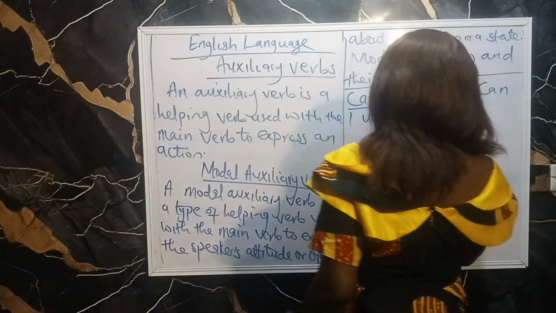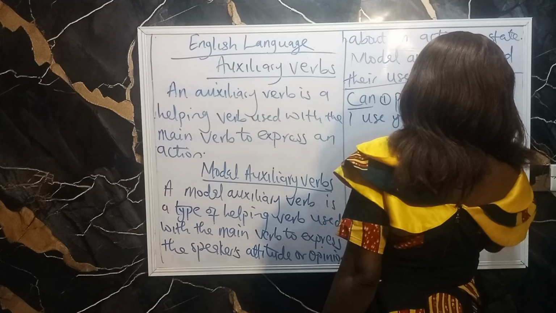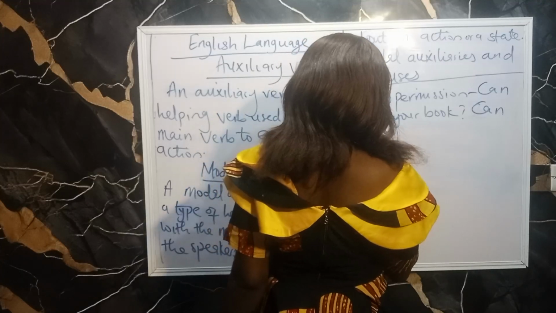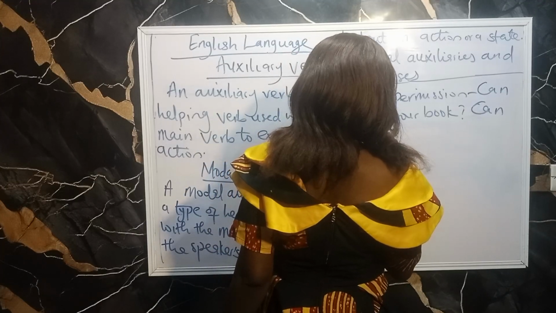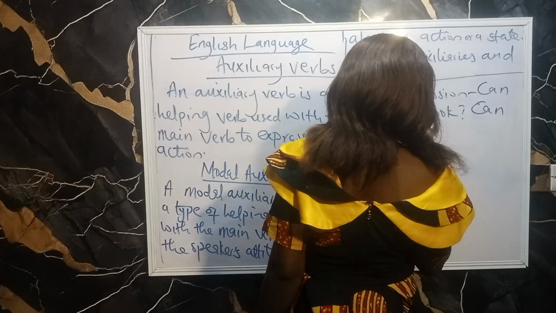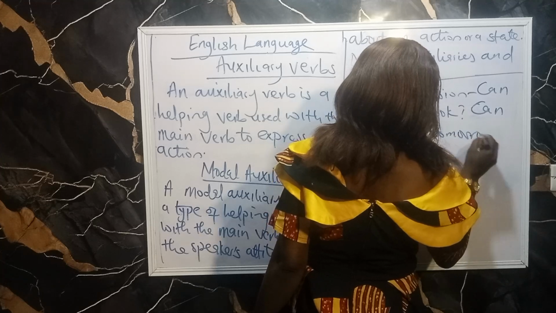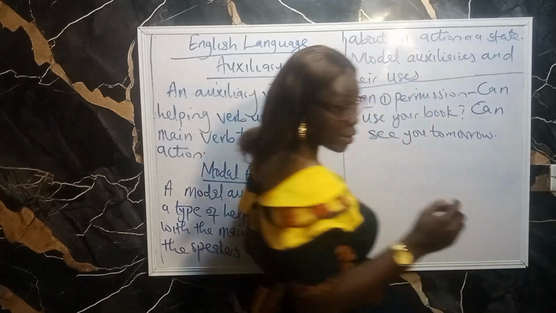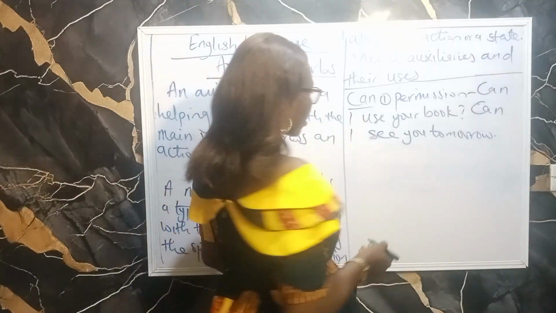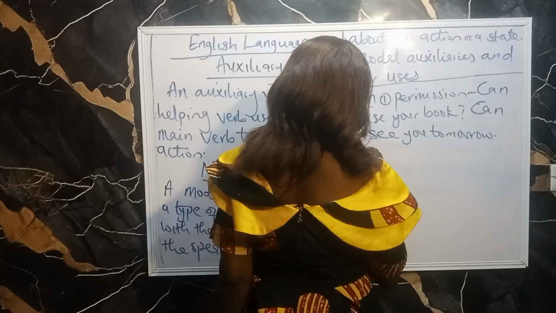Or you can also say, okay, can I see you tomorrow? Can I see you tomorrow? So it's an informal permission. Okay. Then we can also use it for another thing, ability.